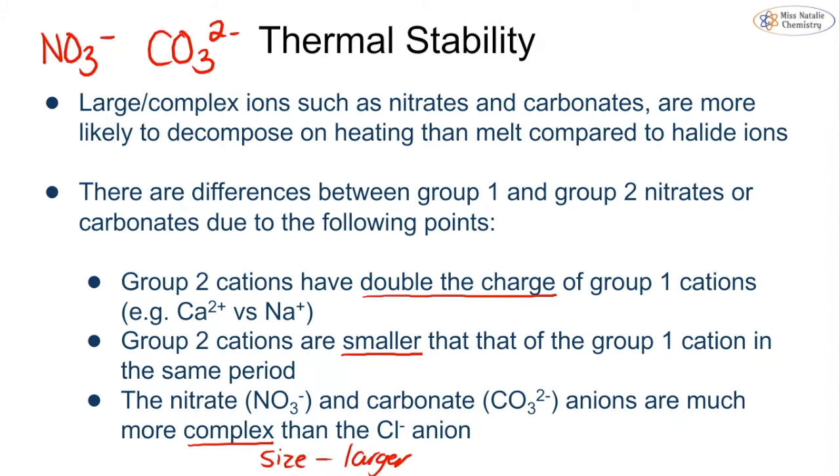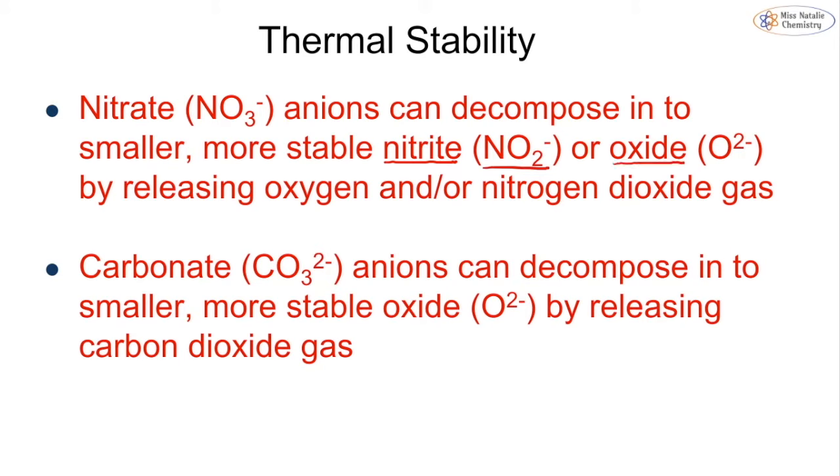So if we have a nitrate ion, or NO3 minus, it can decompose into a stable nitrite, which is NO2 minus, or it can be decomposed into an oxide, which is O2 minus, and depending on which one it goes to, we will release oxygen and/or nitrogen dioxide gas. And we'll look at an example in just a minute. Carbonate anions will always decompose to the same thing. They will always decompose to an oxide, which is O2 minus, and they do this by releasing carbon dioxide gas.